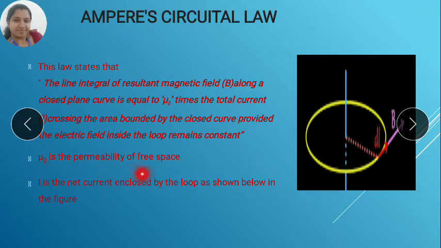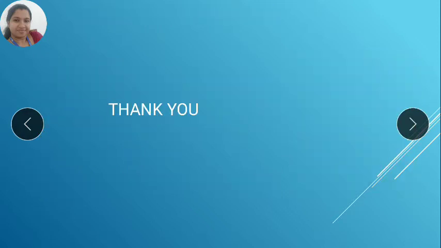So mu 0 is the permeability of free space. I is the net current enclosed by the loop as shown in the diagram. That is Ampere's circuital law.